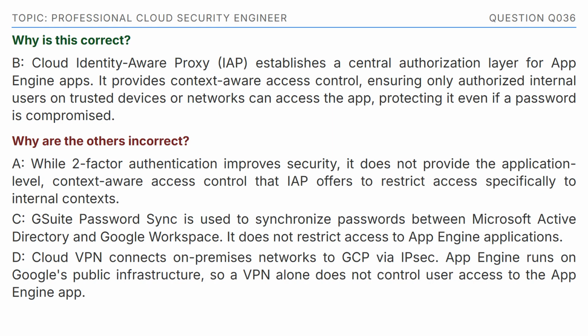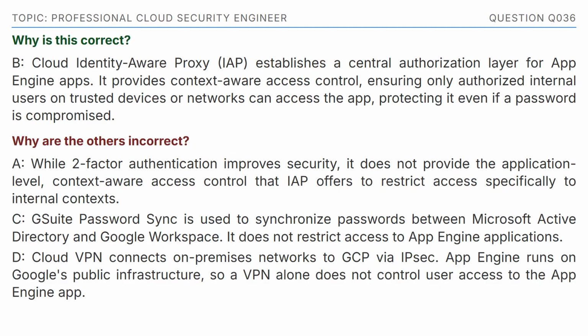Why are the others incorrect? A. While two-factor authentication improves security, it does not provide the application-level, context-aware access control that IAP offers to restrict access specifically to internal contexts. C. G Suite Password Sync is used to synchronize passwords between Microsoft Active Directory and Google Workspace. It does not restrict access to App Engine applications.